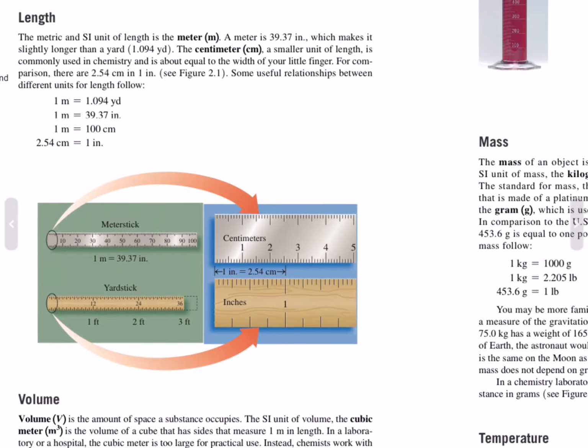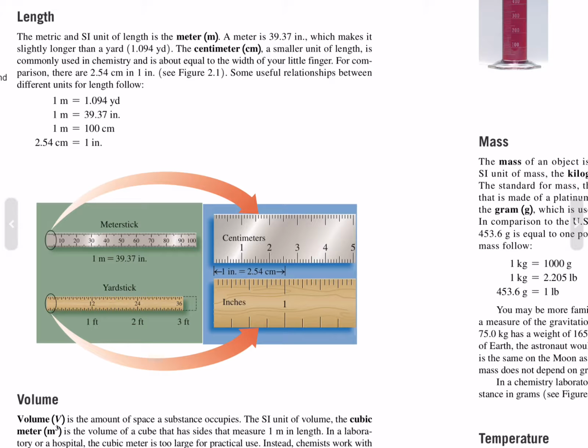Length. The metric and SI unit of length is the meter. A meter is 39.37 inches, which makes it slightly longer than a yard. The centimeter is a smaller unit of length. It's commonly used in chemistry and is about equal to the width of your little finger. For comparison, there are 2.54 centimeters in 1 inch. Such useful relationships between different units of length follow.